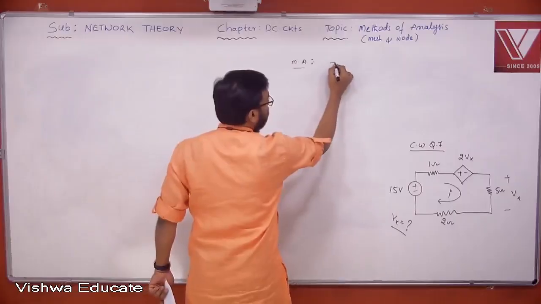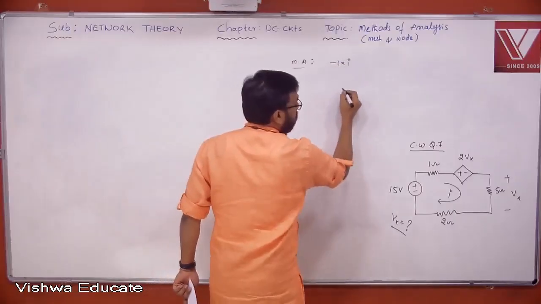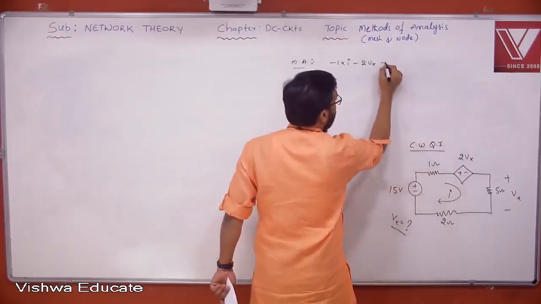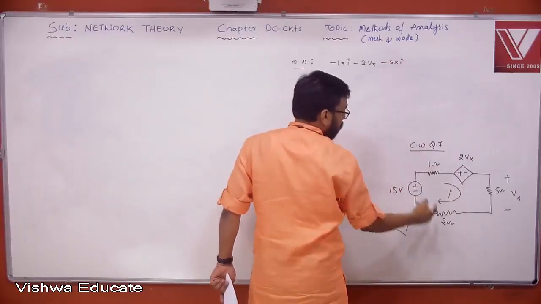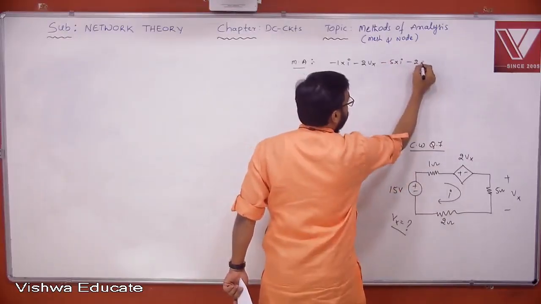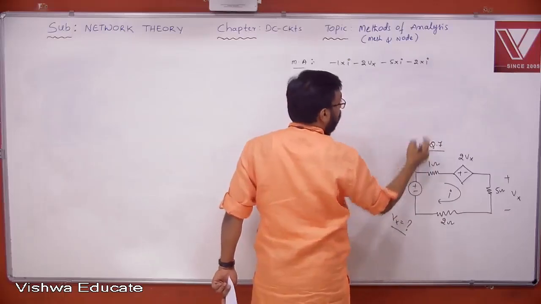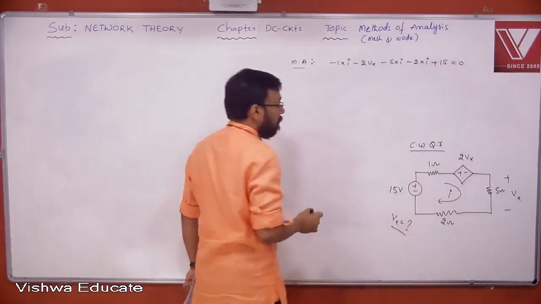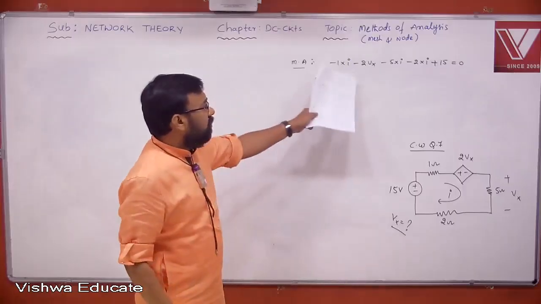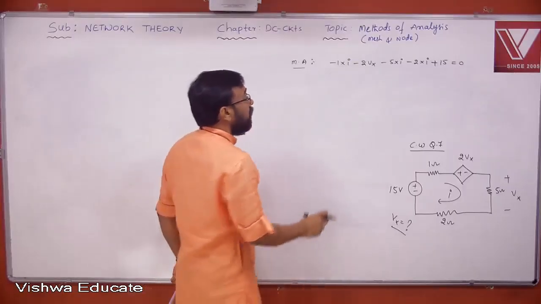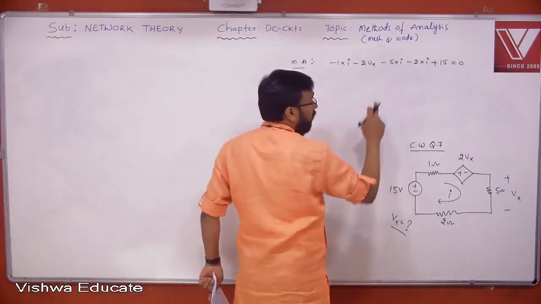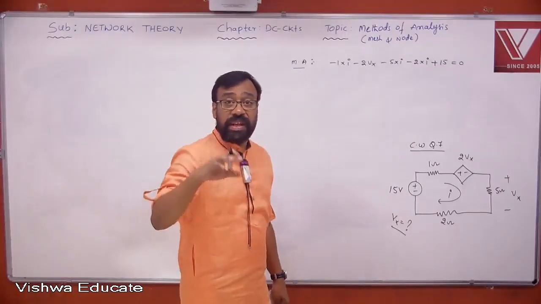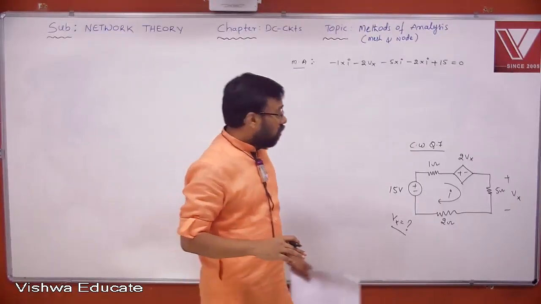So minus 1 into I, minus 2Vx, minus 5 into I, minus 2 into I, plus 15 is equal to what? 0. But after writing this equation, we understand that there are two variables, Vx as well as I. Yes or no? To solve that equation, definitely we require another equation. Yes or no, all of you?